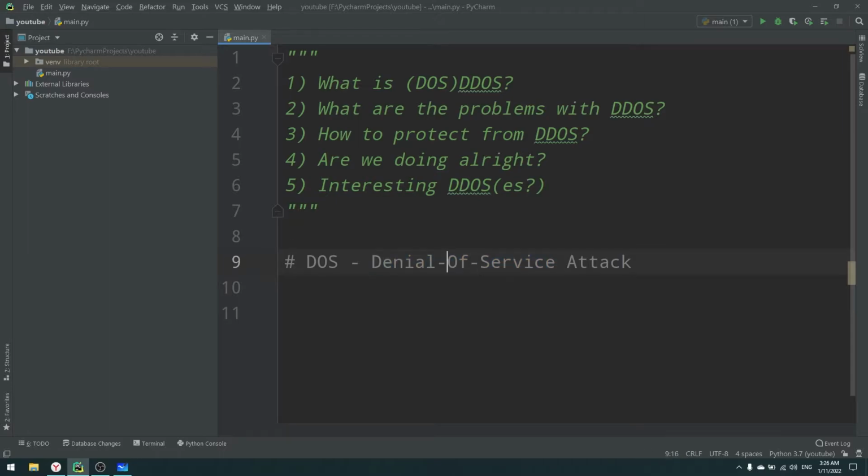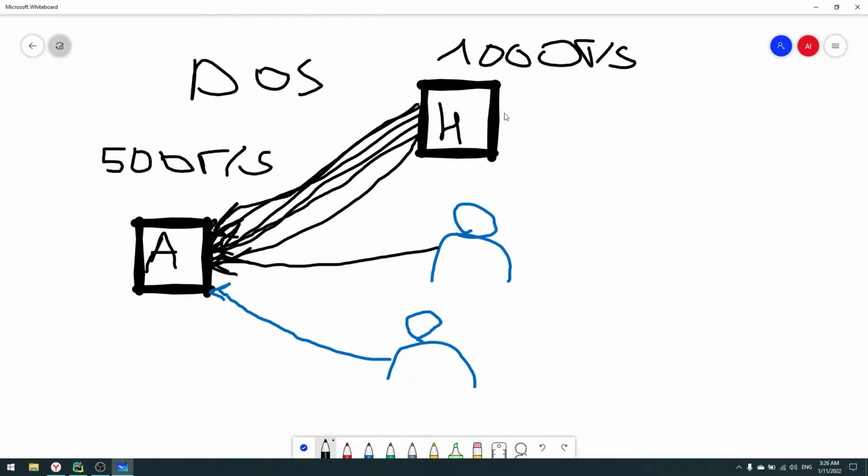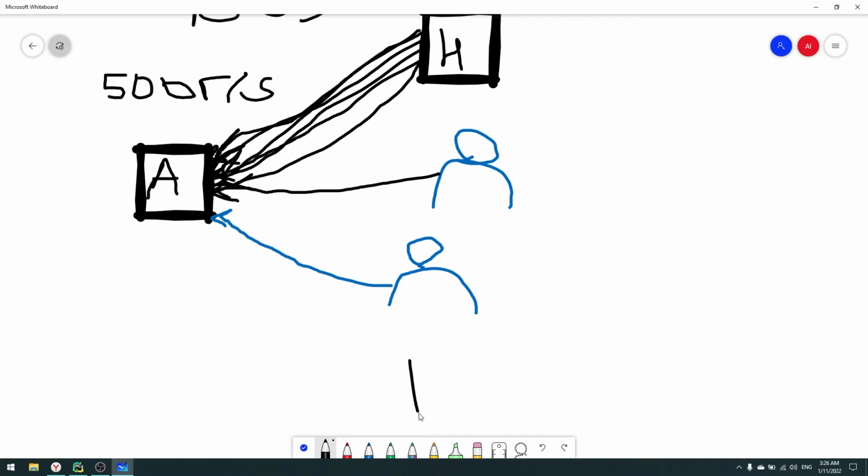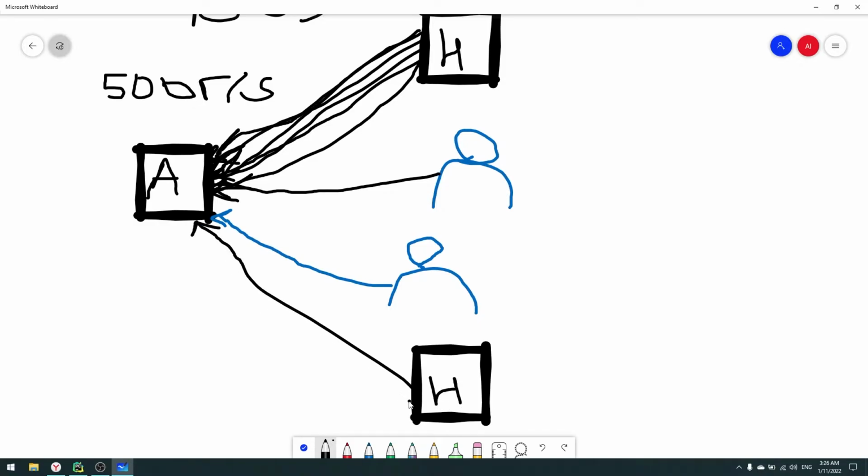But what is DDoS? DOS is denial of service, and DDoS is basically a distributed denial of service attack. The difference is that instead of sending all the information from one computer, we send it from different computers. And what is the problem with a DDoS attack?